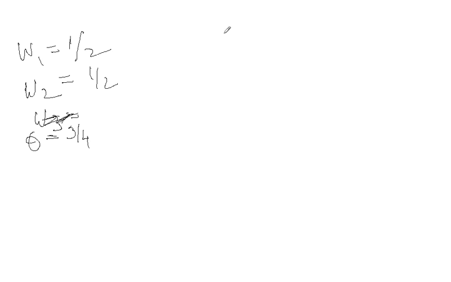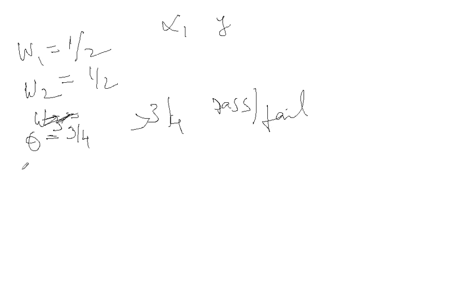So the thing is, if it is more than 3/4, then it is pass, or it is fail. So what should be the value of x and y? Let us try with different combinations. x, y: 0 0, 1 0, 0 1, 1 1.